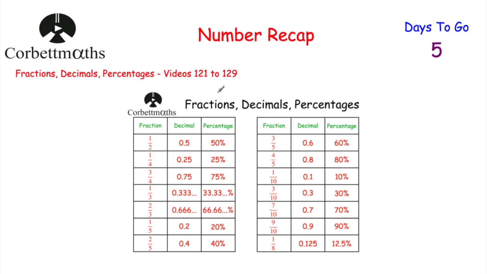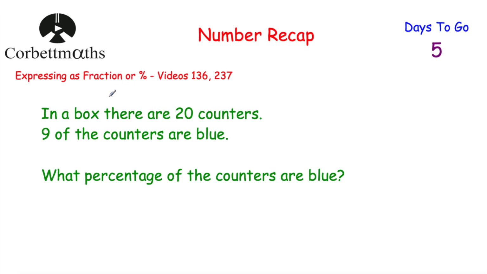So that's how you convert your fractions, decimals, and percentages, and it's important you know how to do that and to know these key fractions, decimals, and percentages. You might also need to be able to express something as a fraction or as a percentage. So if, for instance, we had a box with 20 counters and 9 were blue, if we were asked to write down the fraction of the counters that were blue, that'll be 9/20. You just write 9 out of 20, 9/20.